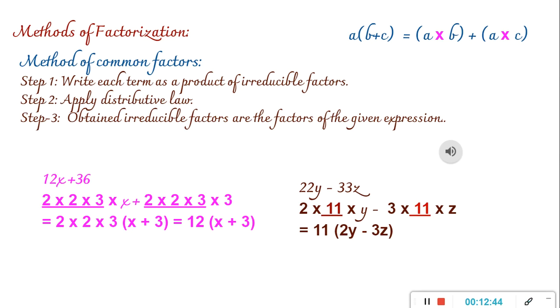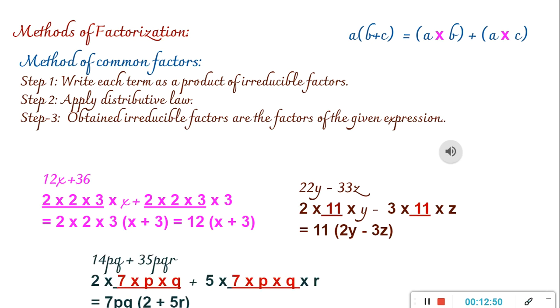So, this is the factor form of the given expression. Right? Let us try one more. 14pq plus 35pqr. Again step 1, 14pq can be written as 2 into 7 into p into q. 35pqr can be written as 5 into 7 into p into q into r. Step number 2, we can write 14pq plus 35pqr as 2 into 7 into p into q plus 5 into 7 into p into q into r.